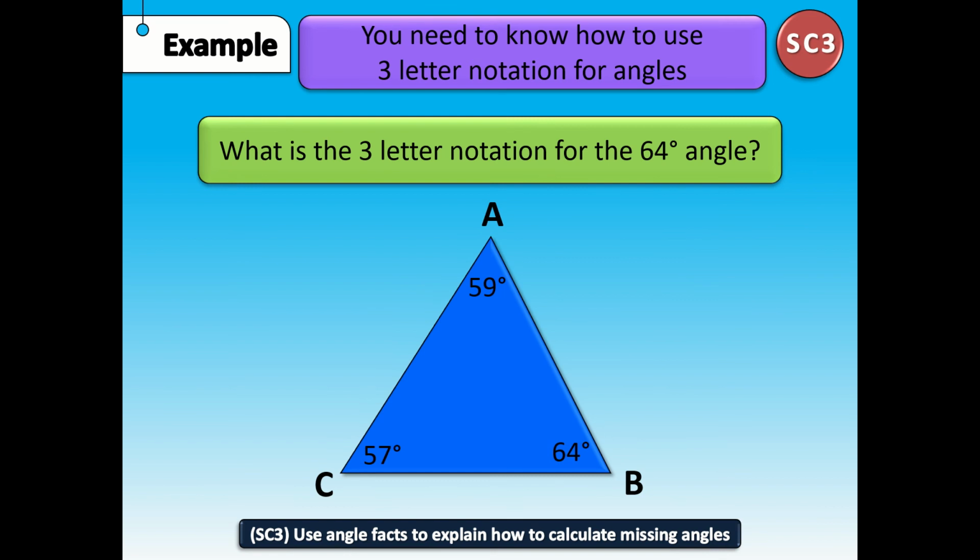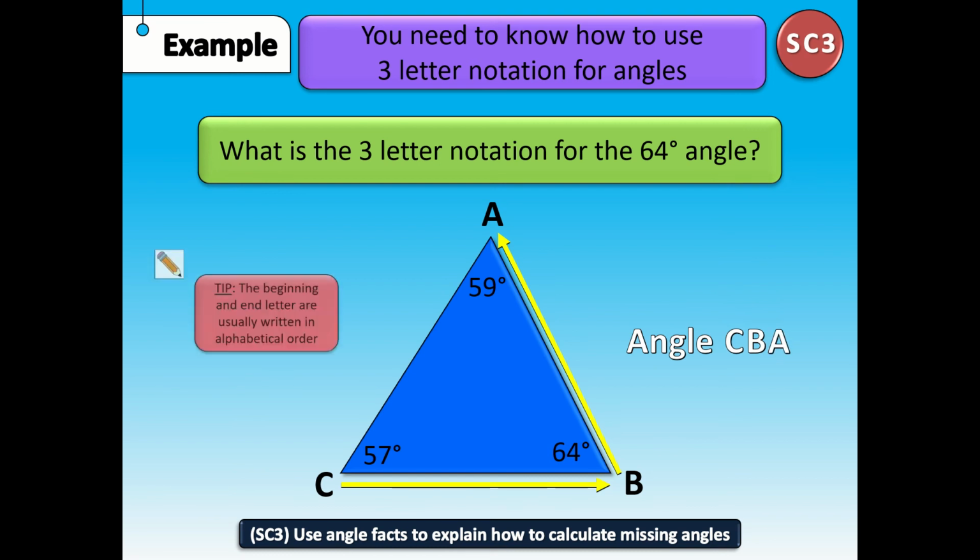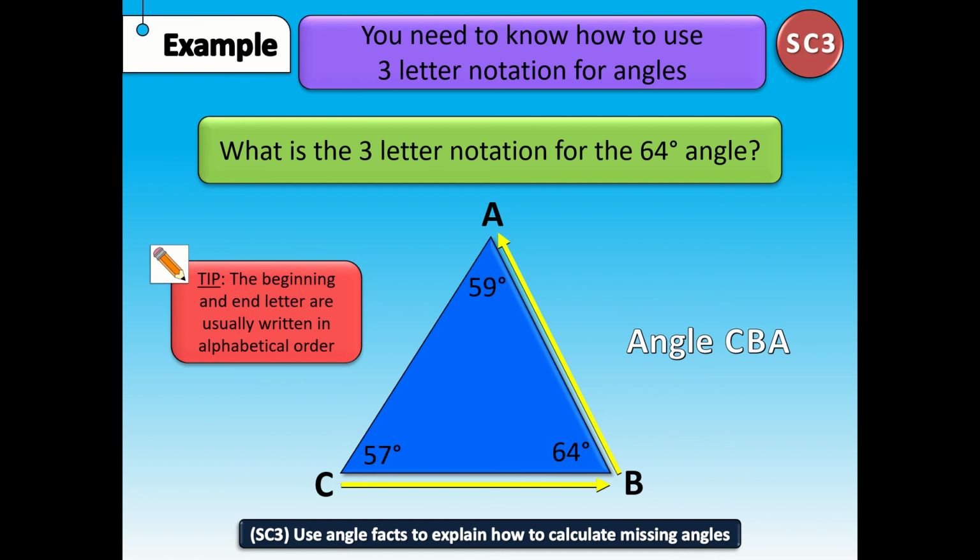So what is the 3-letter notation for the 64-degree angle? So we can start at C, then go to B, and then go to A. So that would be CBA. Now the beginning and end letter are normally written in alphabetical order. So we could have gone from A to B to C as well.